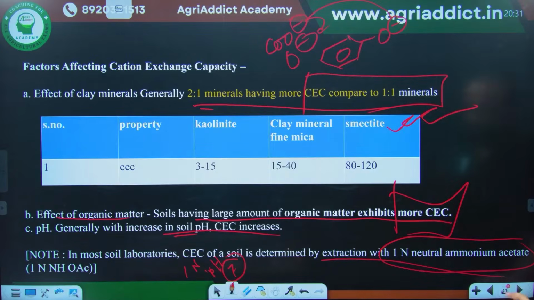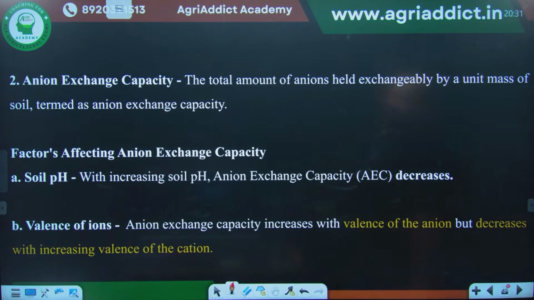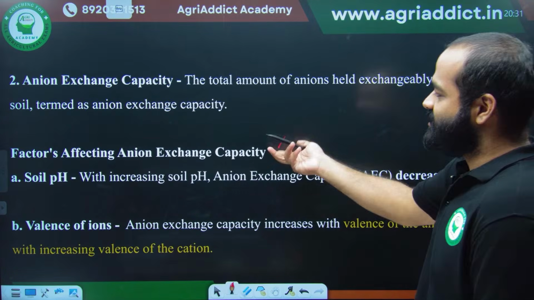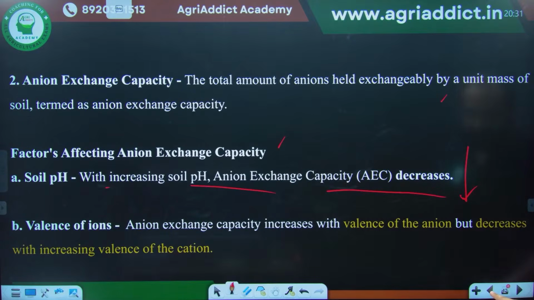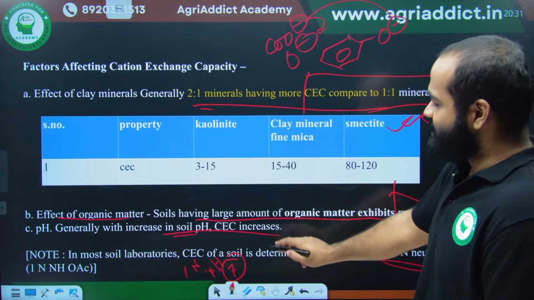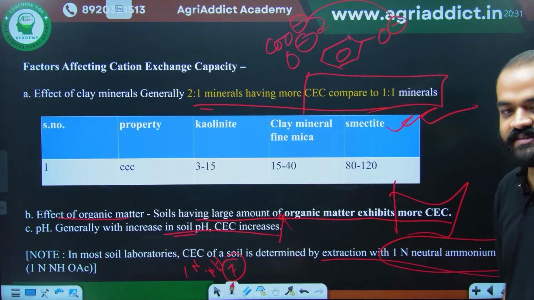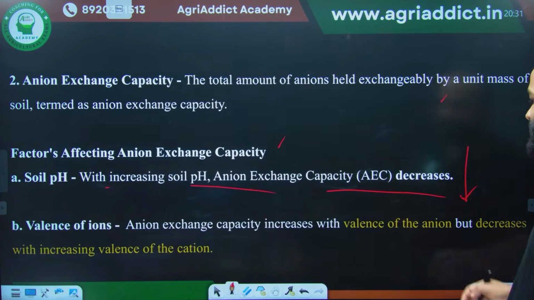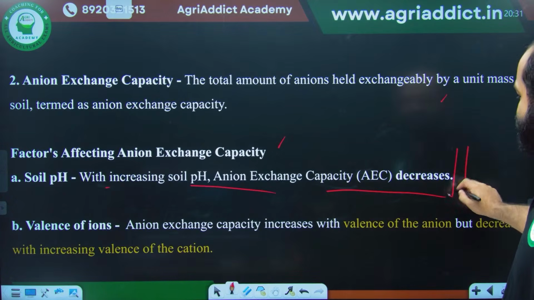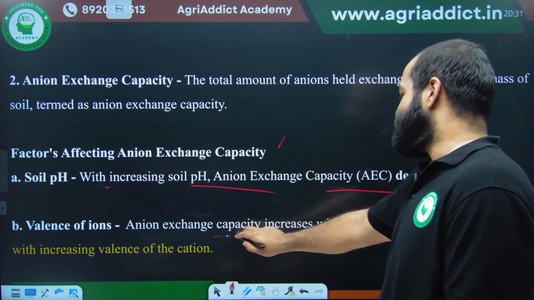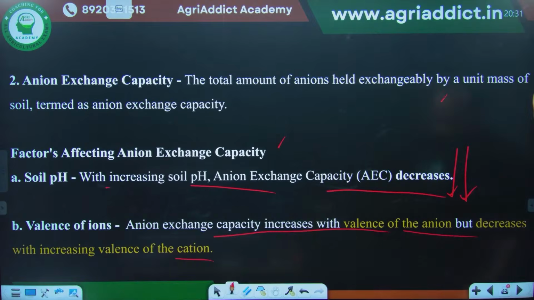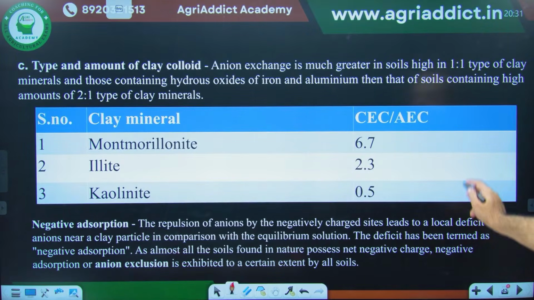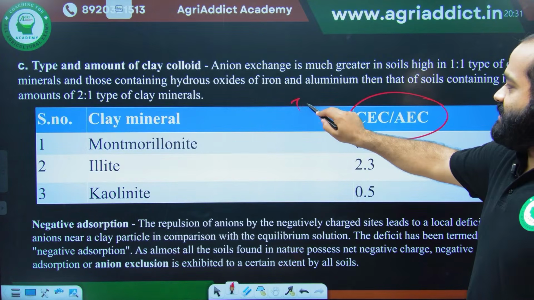Moving on. For anion exchange capacity also it is the same. Nothing new to tell here. Factors affecting is also the same. Soil pH. With increasing soil pH, anion exchange capacity decreases, because here you can see in case of CEC it increases. The anion exchange capacity is nothing but total stark opposite of that. So if this increases, this decreases. And valency of ions, anion exchange capacity increases with valency of the anion but decreases with increasing valence of the cation. All right. This table has also been taken from treatise.